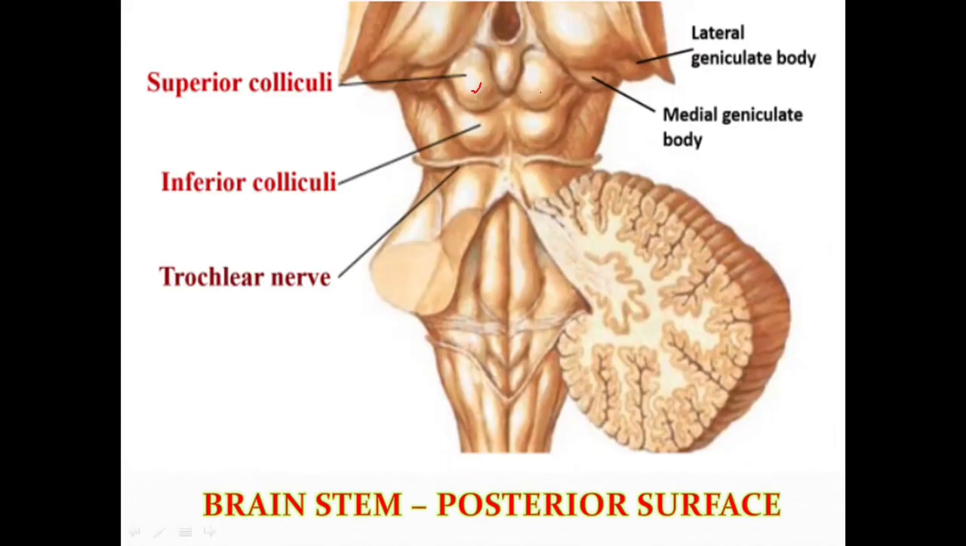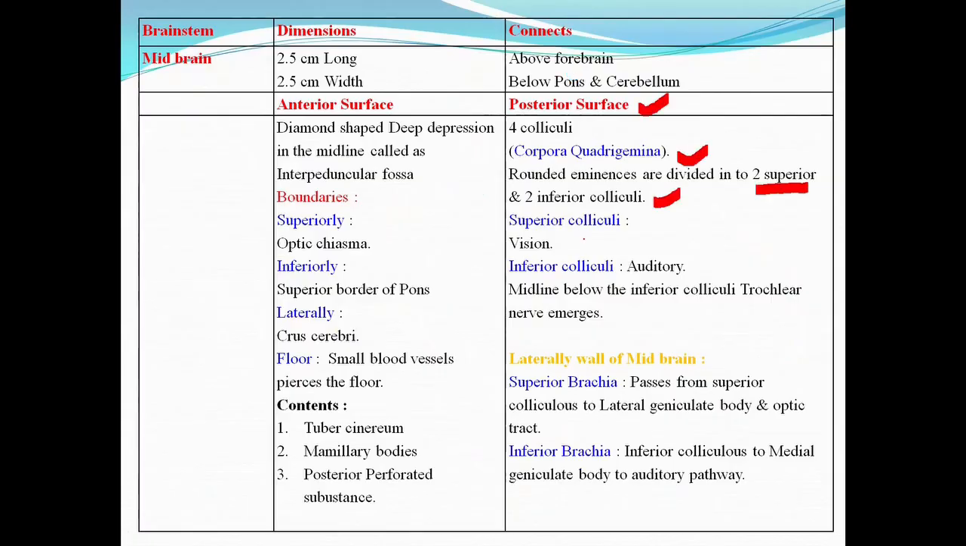Superior colliculus on both sides, inferior colliculus on both sides. The superior colliculus continues as the superior brachium, and the inferior colliculus continues as the inferior brachium. The superior colliculus helps in vision, and the inferior colliculus serves the auditory pathway.